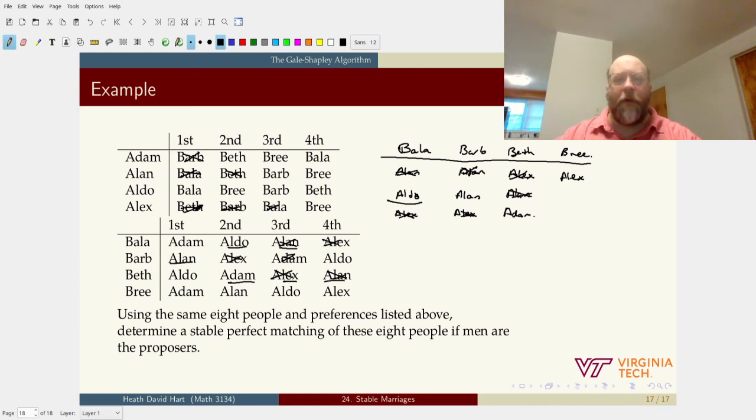So this is the pairing that we end up with this time. Bala matches with Aldo. Barb matches with Alan. Beth matches with Adam. And Bree matches with Alex. Okay.